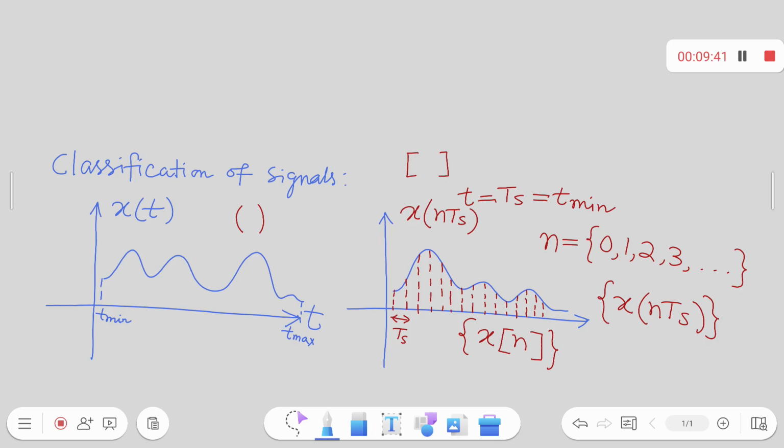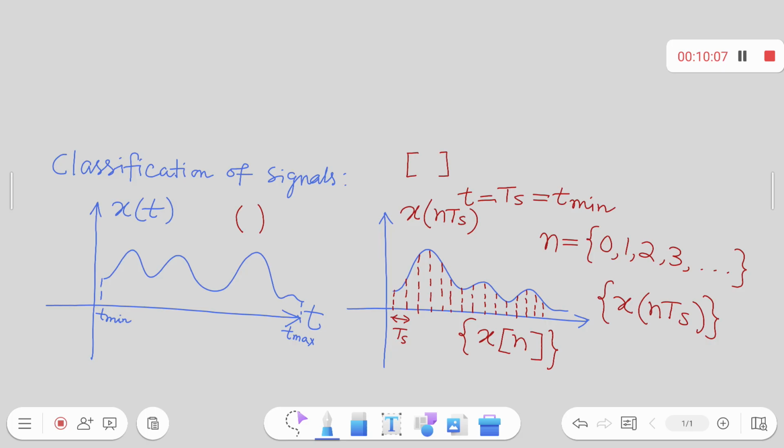So either the signal is continuous, that means the signal is defined for all values of time from t min to t max, or the signal is defined for some fixed values of time. So here, in the codomain set, for a continuous time signal, you have an infinite number of values, because between 0 to 5 milliseconds, you have an infinite number of values.